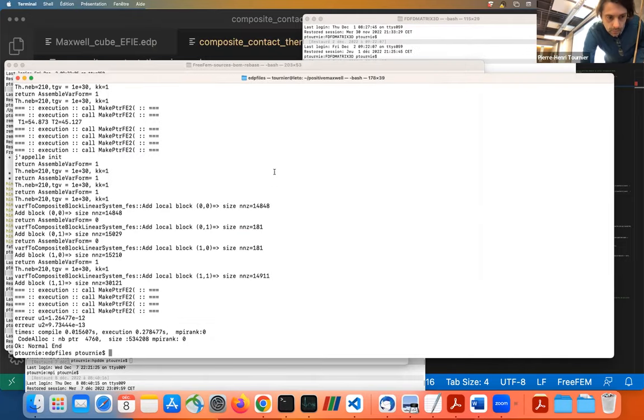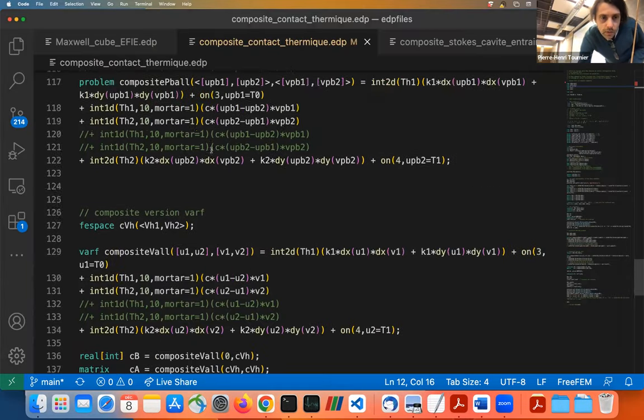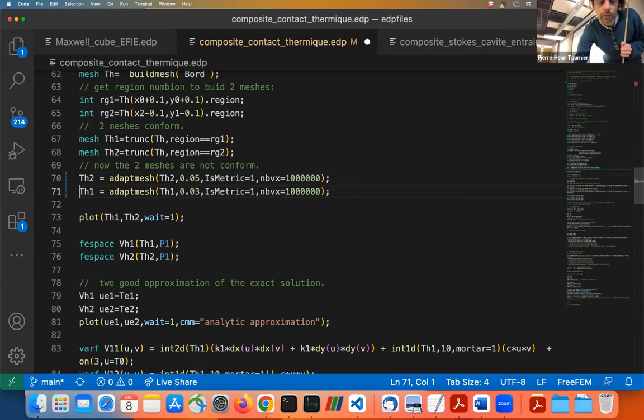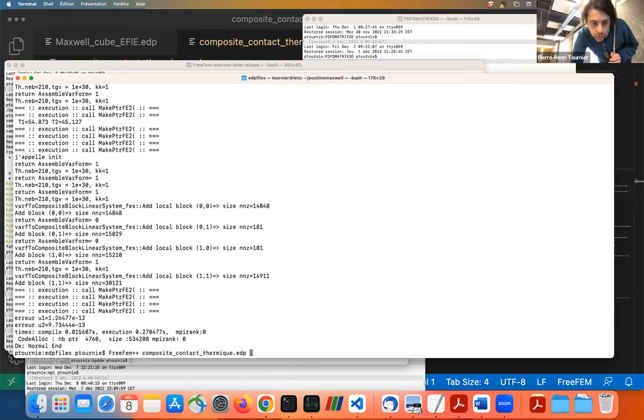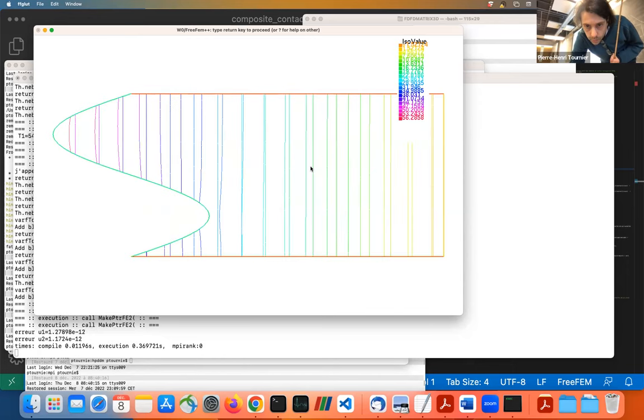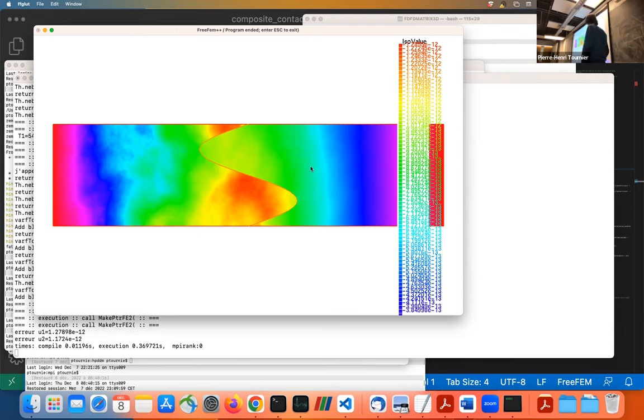But in this case I put some conformal meshes, but with a composite F space, for example, I can adapt the mesh to have different meshes between the two domains. And you need to change only two lines. You see that you have more refinement in this part of the domain than here. And in the boundary of the contact, there is no conformity between the two domains. And we see the error, and you see the error is small.